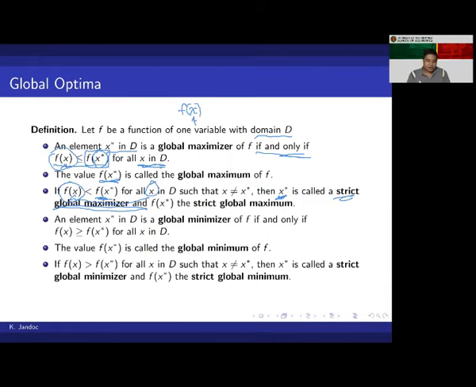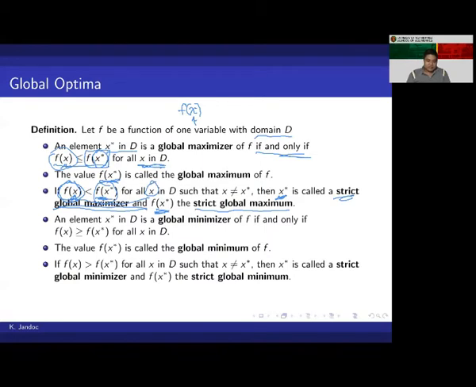Once you plug in x star in the function f, this will yield the value f of x star. Get any other value x in the domain, plug it in, and for any other x, it will always yield a strictly lower value than f of x star. Then we call x star a strict global maximizer of the function f. And the value f of x star is the strict global maximum. Great.